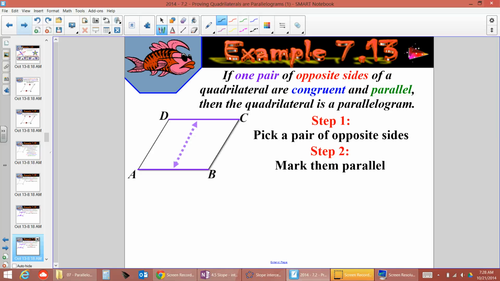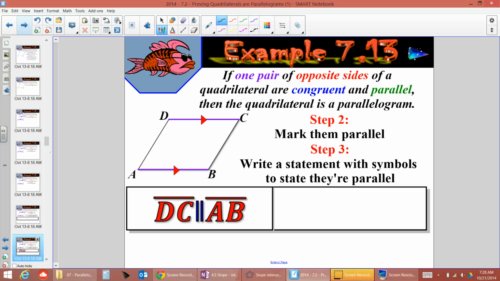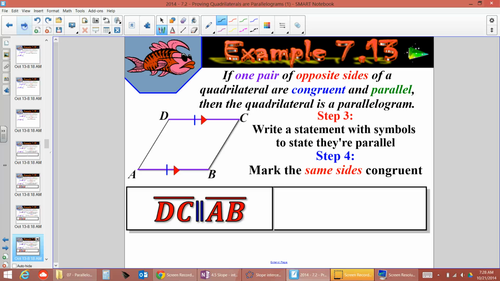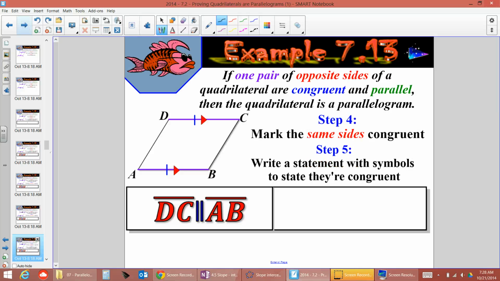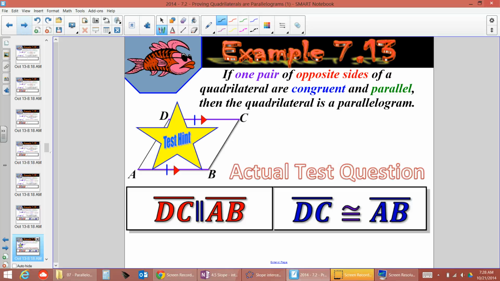Well, then I got to mark them as parallel and state that they're parallel. And then I also have to mark them as congruent with a single tick mark. And then also state the congruence, that DC is congruent to AB. This is the final step. This is what I want for the test question right there. And I want you to mark the diagram like this. Not very complicated, but it's a good way to prove things are congruent.